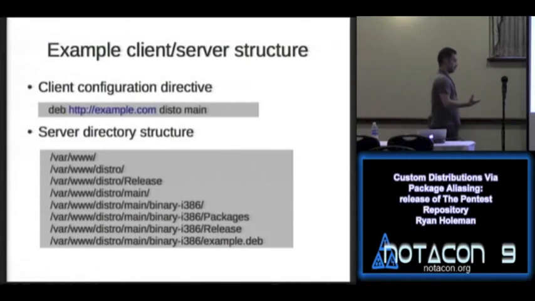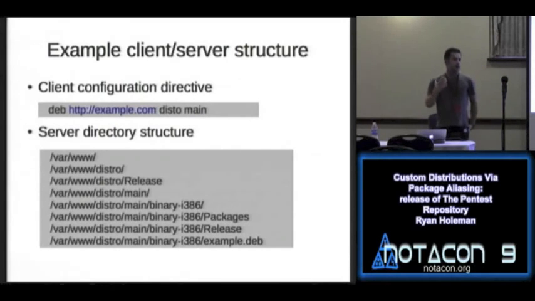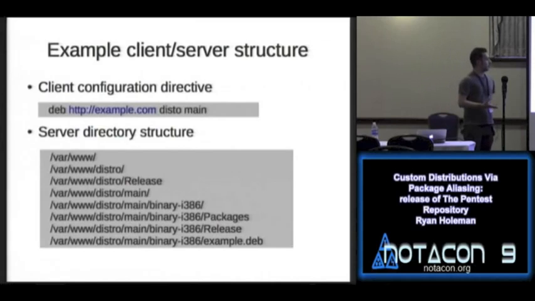And in the bottom is the actual web server's directory structure and how they actually host these packages that you're pulling down. So you see /var/www, which is the typical layout for an Apache system. You have a main directory, distro. Within distro, you have a releases file, which is just a simple configuration file. We don't really need to get into it too much. I'm just trying to give you guys a simple overview.